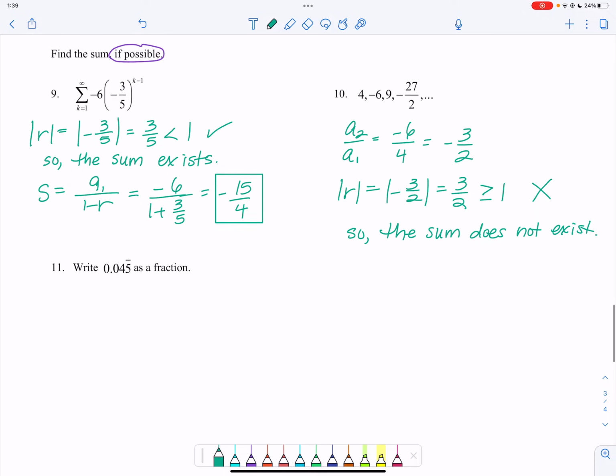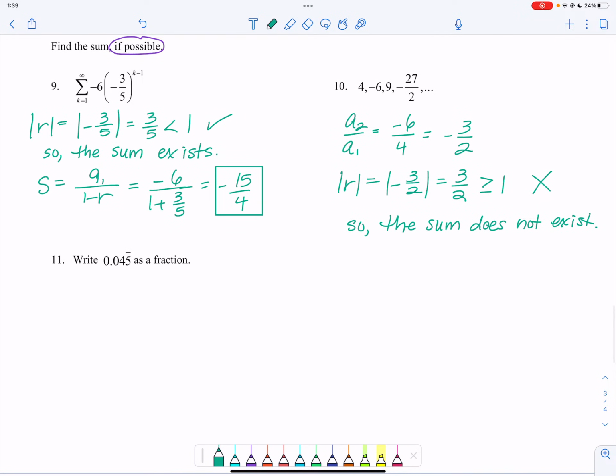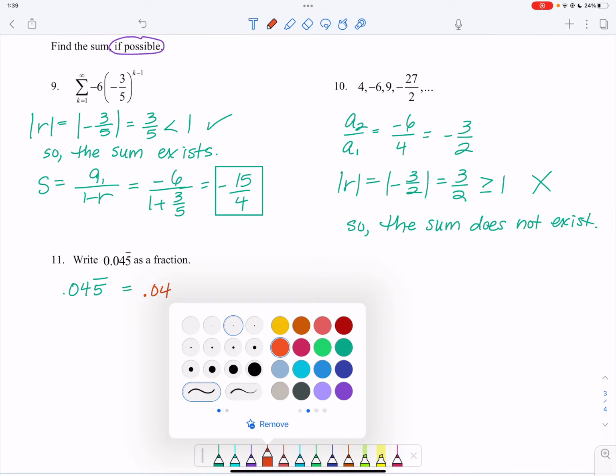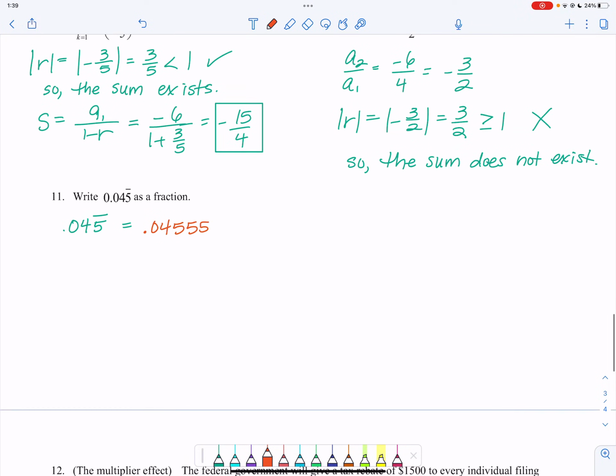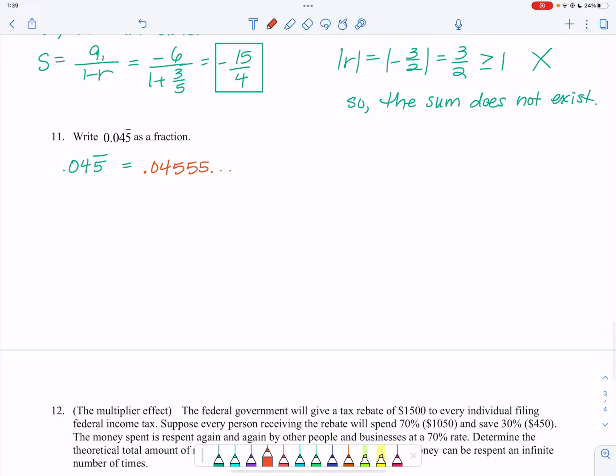Okay, let's look at a really cool problem. So here they've asked us to write 0.045 repeating as a fraction. And let's talk about what that means. That's 0.04 5, 5, 5, and so forth.